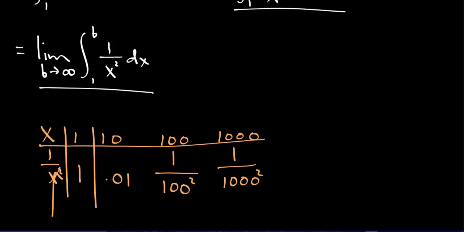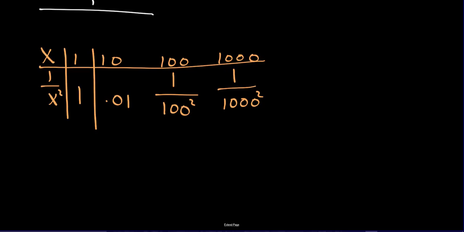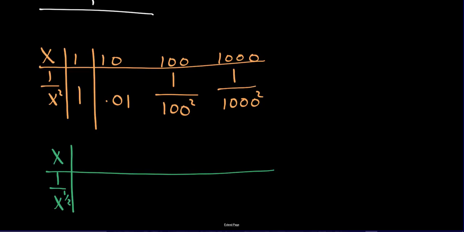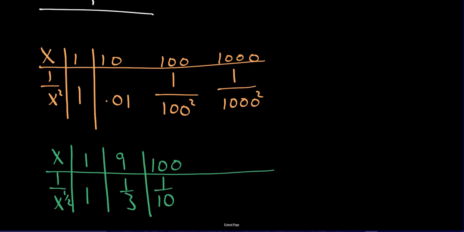Now, if you look on the other hand at maybe this one, 1 over x to the 1/2, you're going to find that it doesn't go to 0 quite as quickly. This first one goes to 0 very quickly. So this is 1. And then instead of 10, let's do 9, right? 1 over the square root of 9 is 1/3. And instead of 100, I can go ahead and do 100, can't I? 1 over the square root of 100 is 1/10, and so forth.